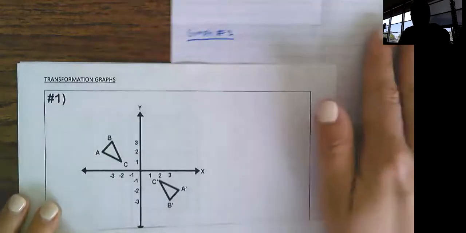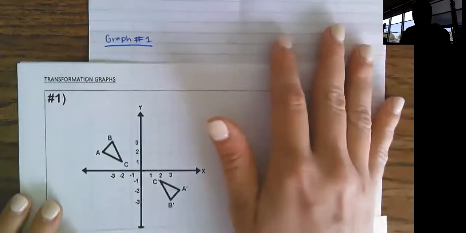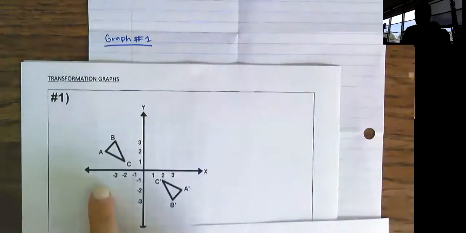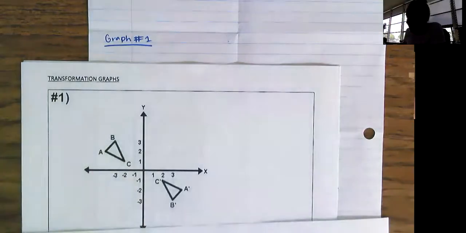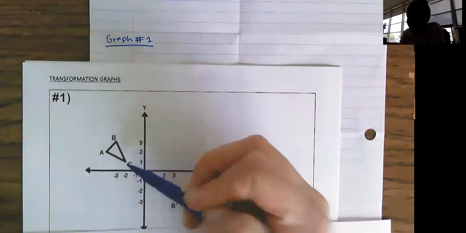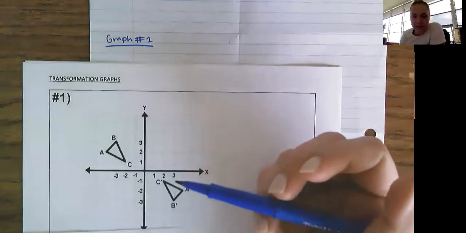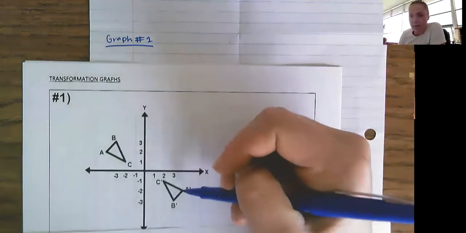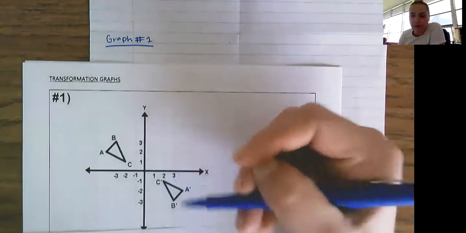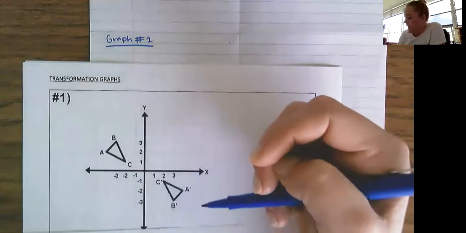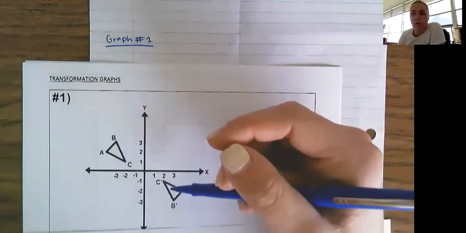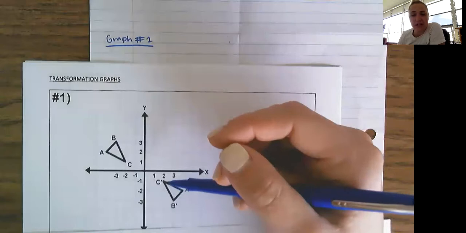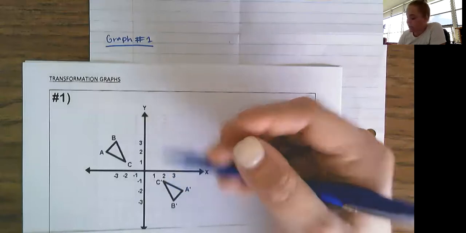Okay, so we are looking at a graph where I started off with the pre-image points, and I can tell over here that these are the pre-image points because A, B, and C do not have the prime tick marks on them. But then over here, A prime, B prime, and C prime do have those prime dashes. So how did I go from ABC to A prime, B prime, C prime? Was that a translation? Was that a reflection? Was that a rotation? So let's talk about those.